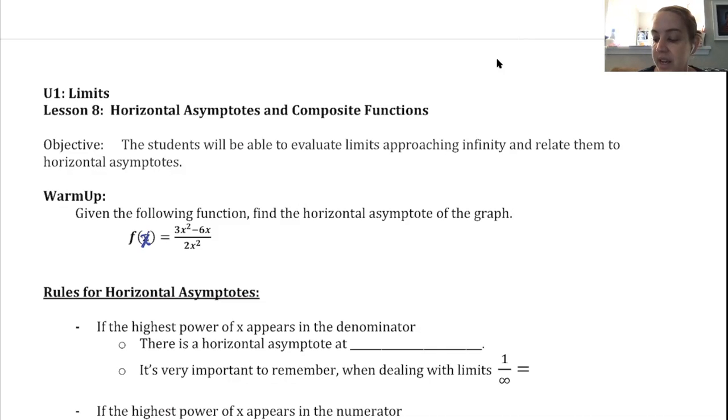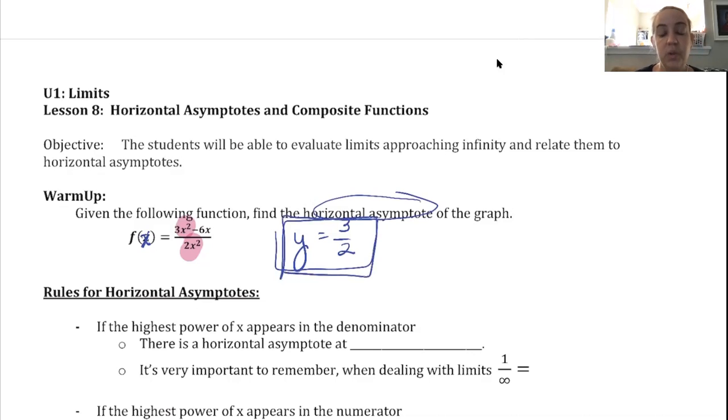So in this case, we're looking at x squared and x squared. Those are the two powers we're looking at. The numerator has a 3 and the denominator has a 2. So your horizontal asymptote is y equals 3 over 2. Now, a horizontal asymptote is a line. I really want to see you write this as the equation of a line. Y equals 3 over 2 is a horizontal line. 3 over 2 is just a value. You want to see y equals 3 over 2.